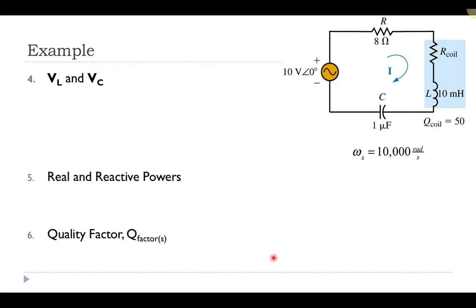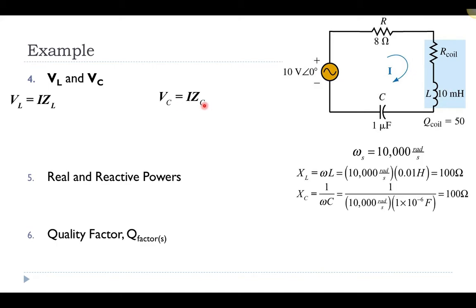Knowing what the current is in the circuit, I can go back and figure out what the voltage is across the inductor and the capacitor. The voltage across the inductor is just the current in the circuit times the impedance of the inductor, and the voltage across the capacitor is the current times the impedance of the capacitor. I need to be able to write down what those impedance values are. At resonance, the inductive reactance is the angular frequency times the inductance. So 10,000 times 0.01 is 100 ohms. And the same thing for the capacitor, 1 over the angular frequency times the capacitance, I get 100 ohms.